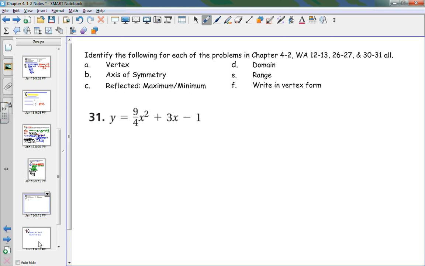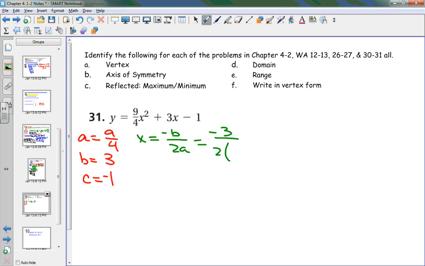Okay, what do I have to do first here? A, B, and C. So if I need to find A, B, and C, what is A? 9 over 4. What's B? What's C? Negative 1. What's my x coordinate? X is equal to negative B over 2A. Negative times 3 over 2 times 9/4.